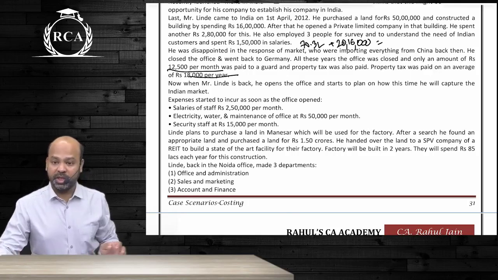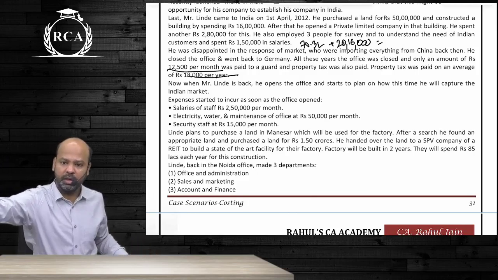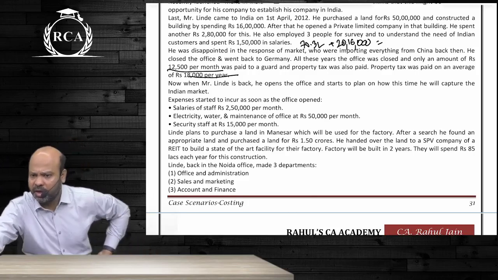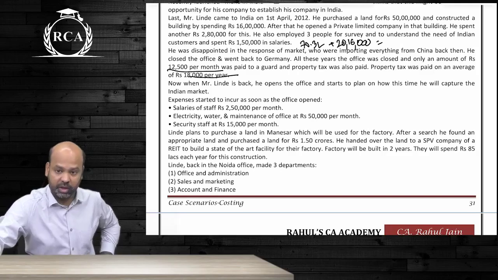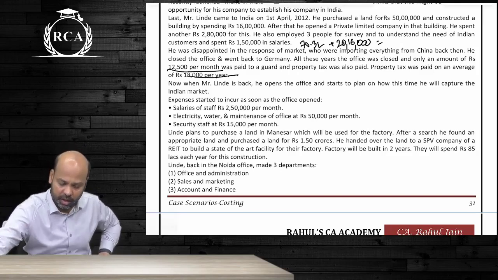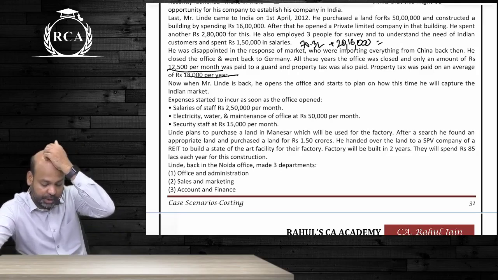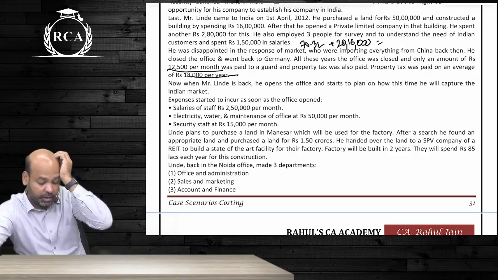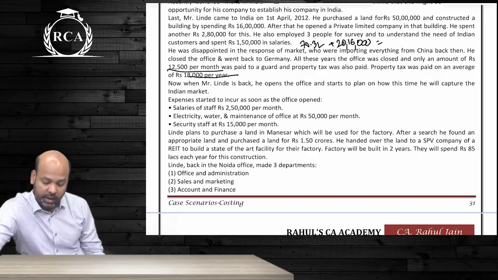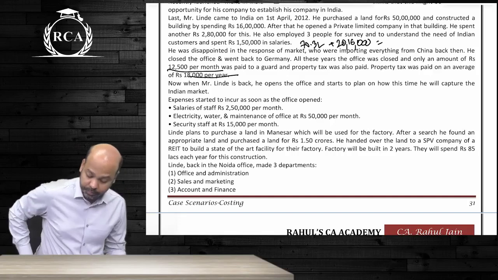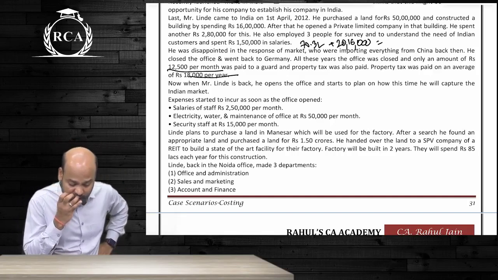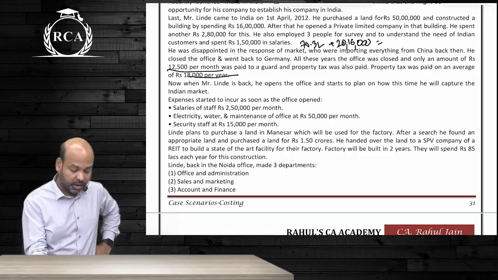He plans to purchase a land in Manesar which will be used for the factory. After a search, he found an appropriate land and purchased it for 1.5 crores. He handed over this land to an SPV company of a REIT to build a state-of-the-art facility for their factory. The factory will be built in 2 years, and they are going to charge 85 lakhs.